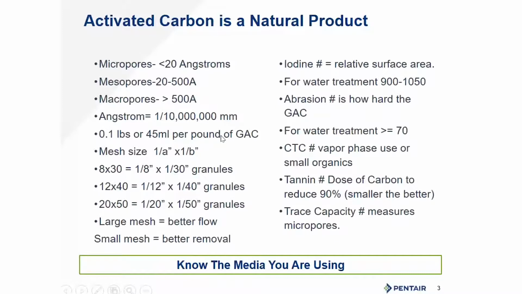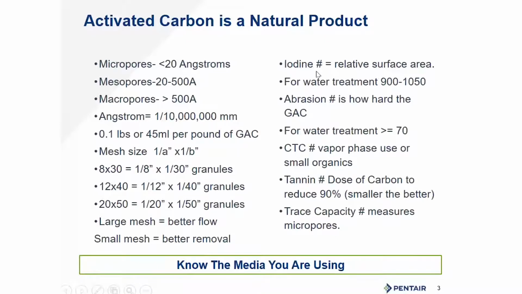That's an interesting concept. Different things are removed better; that's a general rule of thumb. But mesh size is always kind of puzzling. What's 8 by 30 or 80-30 mesh size? These are fractions of an inch. This is 1/8 of an inch size grains to 1/30th of an inch size grains. This is 1/12th of an inch to 1/40th of an inch. This is 1/20th of an inch to 1/50th of an inch size granules. So the larger the numbers in the mesh size, the finer the grain size is. Larger mesh equals better flow, smaller mesh equals better removal. We're going to be balancing those factors when designing a system.